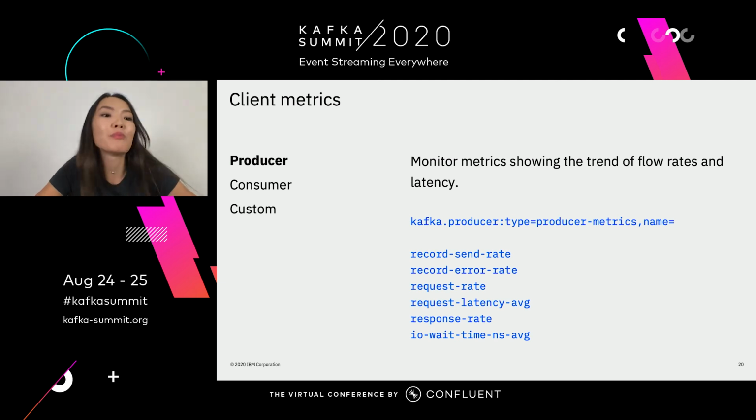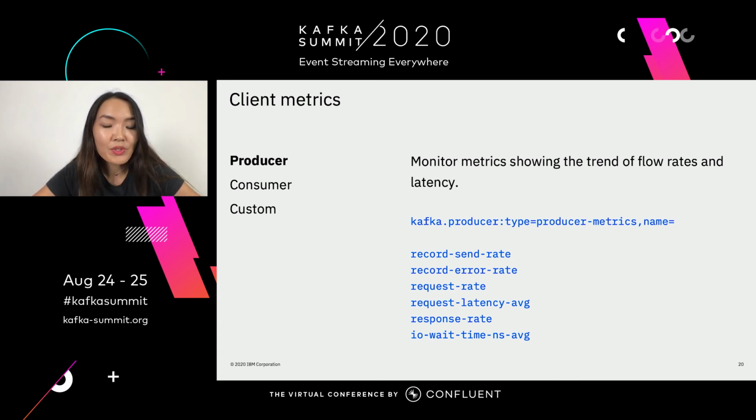So some of the client metrics. As I mentioned previously, it's very important to monitor your producer and consumer applications. If you're running a client application, it's generally very important to monitor the client metrics coming out of your Kafka clients. They also produce loads of different kinds of metrics.